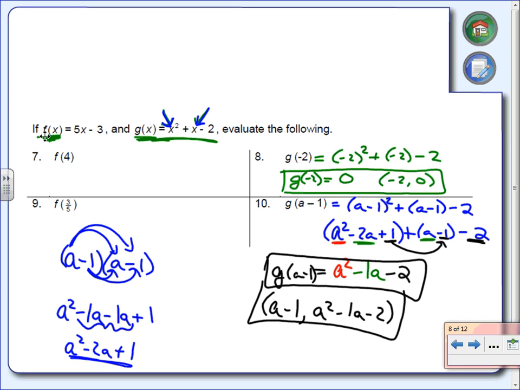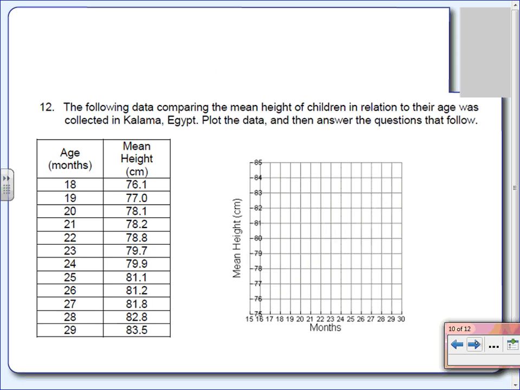Any questions on 8 or 10? In a minute, you'll go back and do number 7 and 9. All you're doing is taking out the x in this function here and replacing it with a 4 and a 3/5. Just make sure you use your calculator so you don't make any mistakes. 11, you'll go back and work on that one on your own. Let's take a look at number 12.